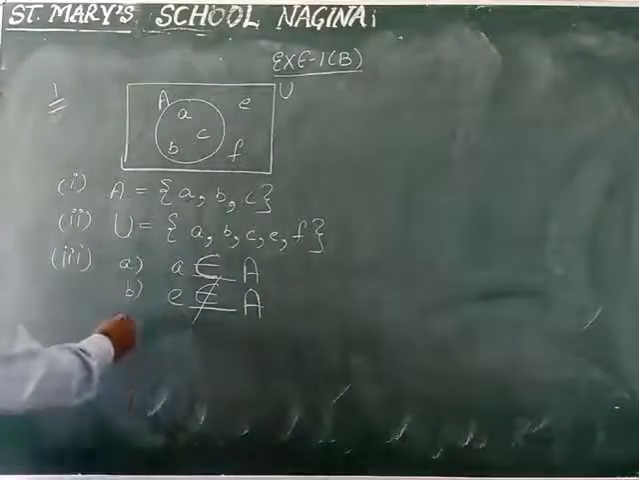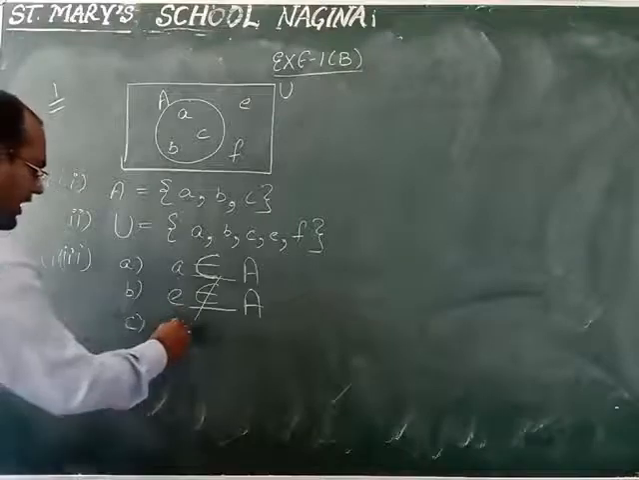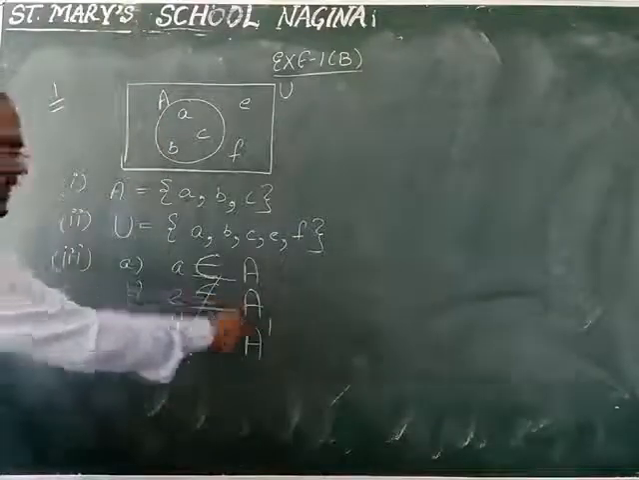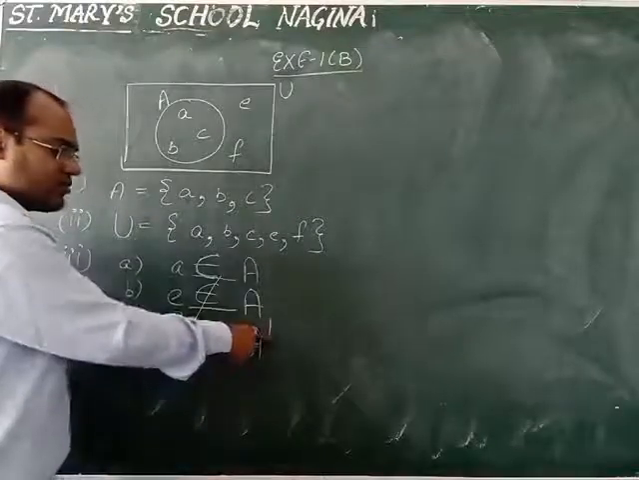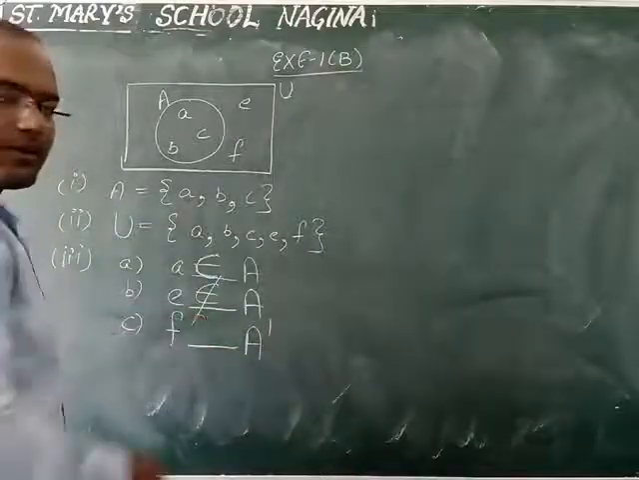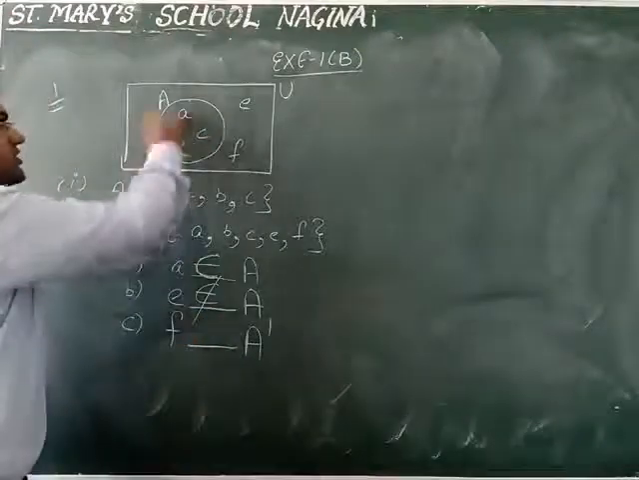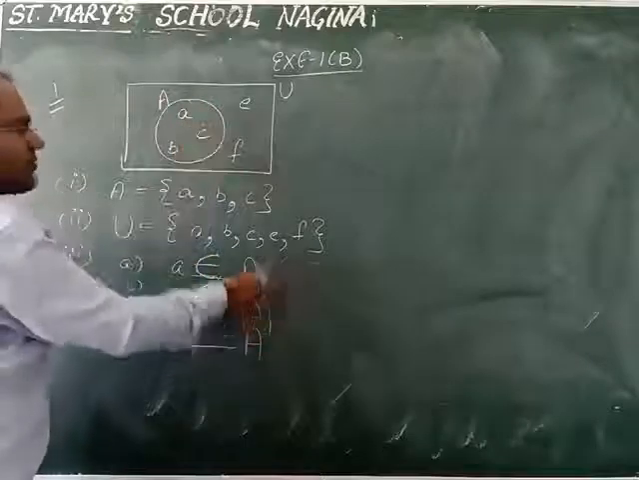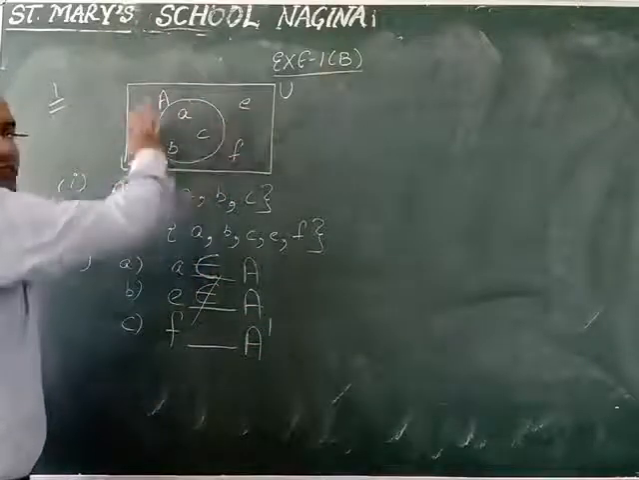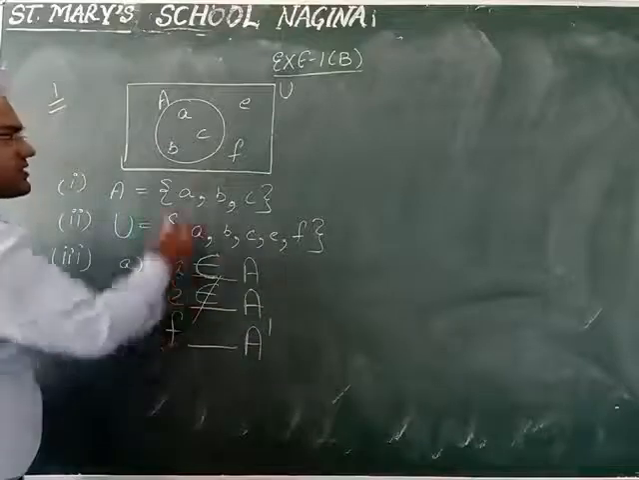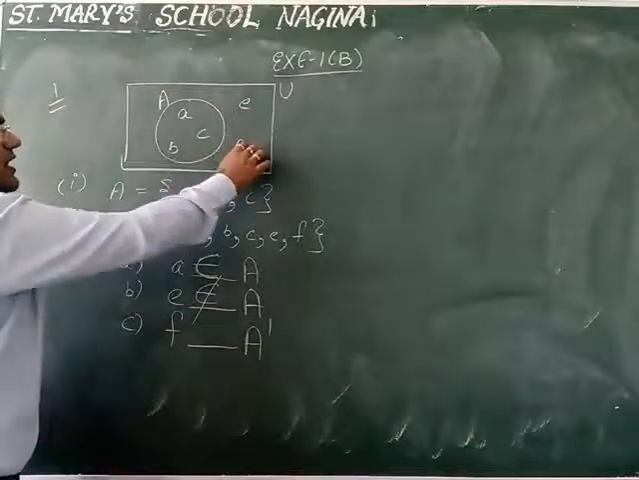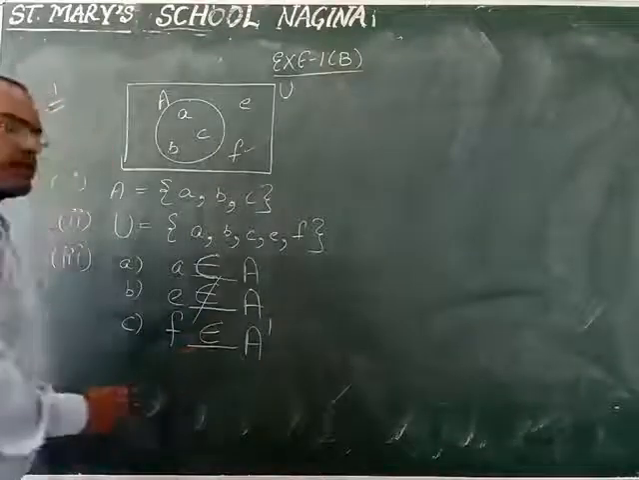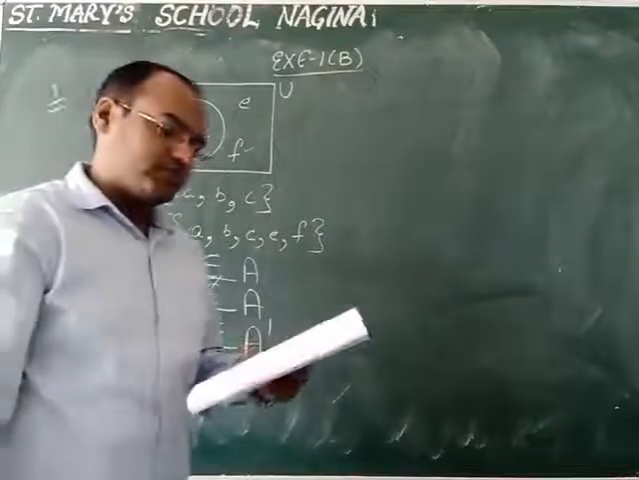C part, F dash A complement. Here a dash mark is given on A. This is known as complement. A complement means outside the A. A complement means no need to take this A circle; outside the circle we have to check. Outside the circle, is F written or not? Here F is written. Yes. So we will write this is belong to. So like this you have to do question number first.